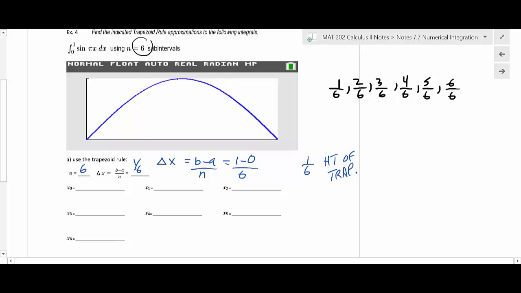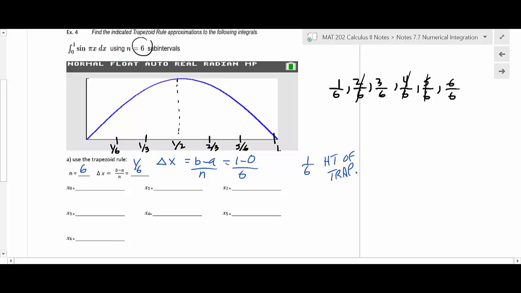Right in the middle, you would have 1/2. Then I'll further subdivide these. I've got 1/6 there, 2/6 is 1/3, then 4/6 is 2/3, then we've got 5/6, and then 6 over 6 is equal to 1, like that. So that's how that goes.